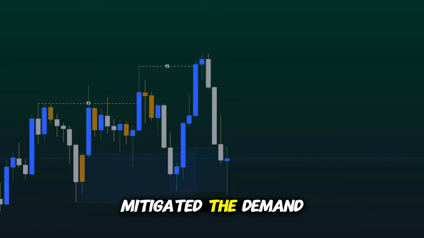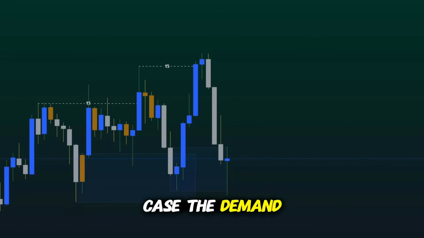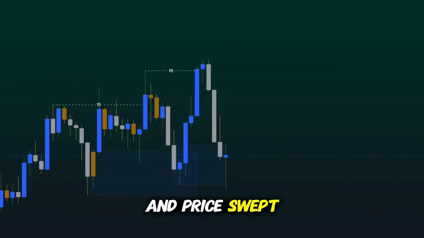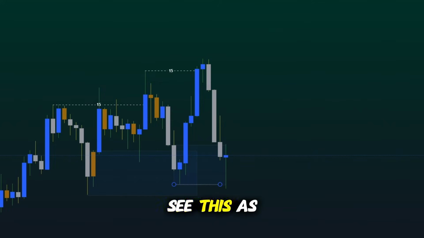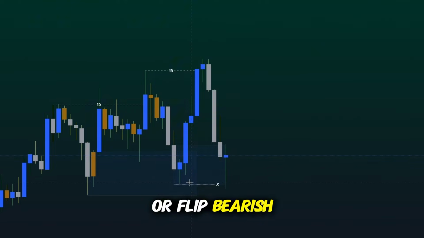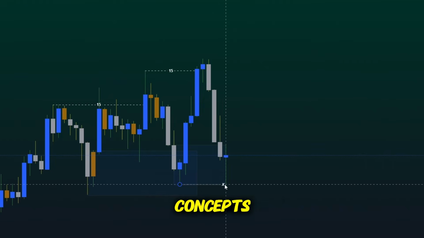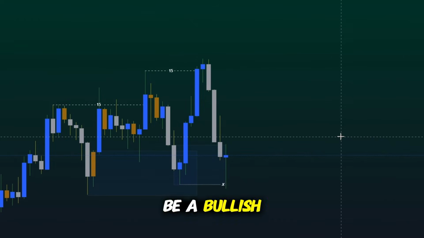Price has now mitigated the demand zone, but in this case, the demand zone failed to hold and price swept the previous swing low. At first glance, many traders would see this as a reason to panic or flip bearish. However, in smart money concepts, this can actually be a bullish sign.